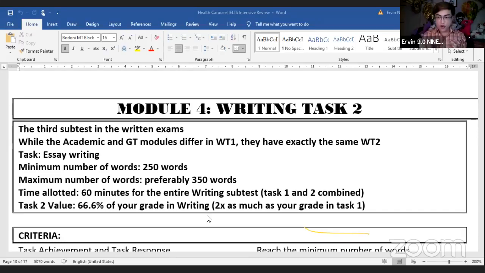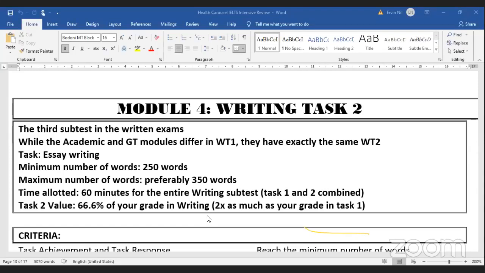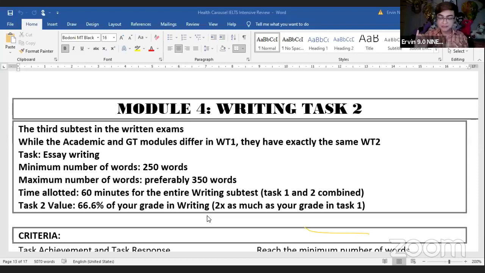Now, some of you are wondering, if that is the case, then who takes the general training module? Number one, those who are applying for a spouse visa. Number two, fiance visa. Number three, the skilled workers applying for a working visa. Who are the skilled workers? Butchers, welders, electricians, linemen, mechanics, and the like. Number four, those applying for the live-in caregiver program. Number five, those migrating to Canada, Australia, New Zealand. And number six, the RadTechs who are going to the United Kingdom. These are the people who usually take the general training module.